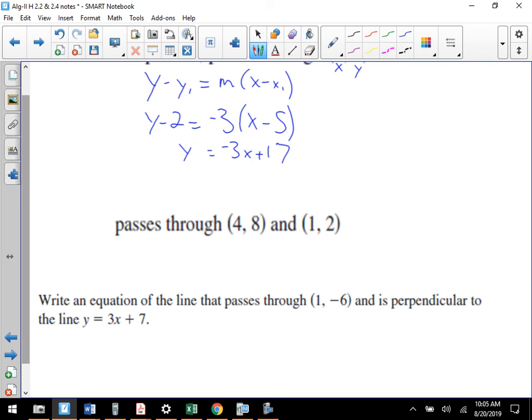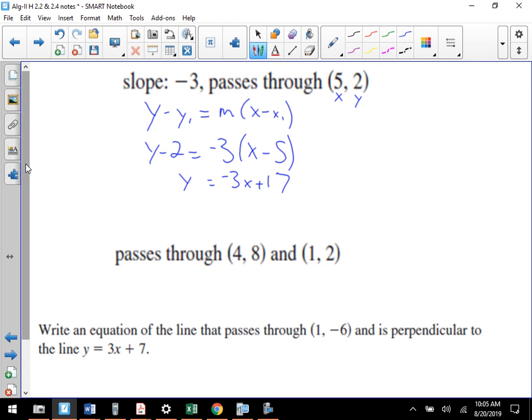Alright? Now, here's the thing. When you're writing equations of lines, you now have an equation. You also have a button on your calculator that says y equals. So if you hit y equals, throw that equation in, what ordered pairs should you see in your table? Maybe 5 and 2? Oh, just maybe. Okay, that's a nice way to check yourself.